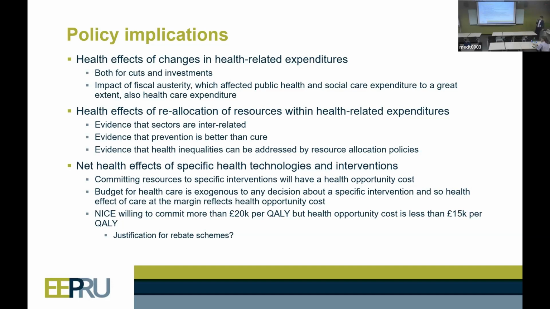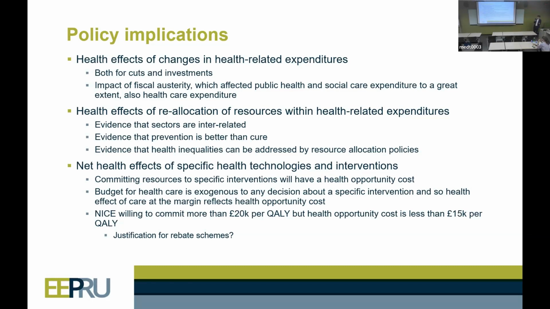I also think that this analysis starts to tell us a little bit about how we should allocate resources within healthcare and more general sort of health-related expenditures. We find strong evidence that the sectors are interrelated. There's a greater push for integration of these sectors as well, so between social care and healthcare, for example. And so understanding those interdependencies will be really important.